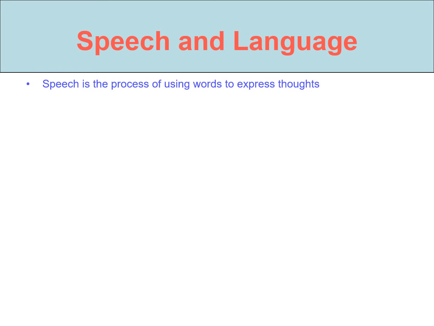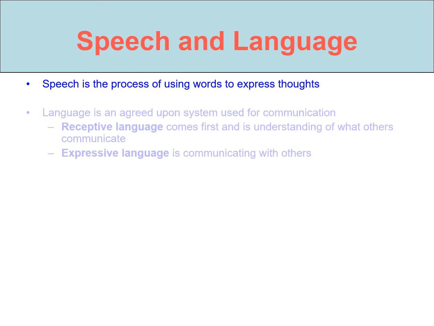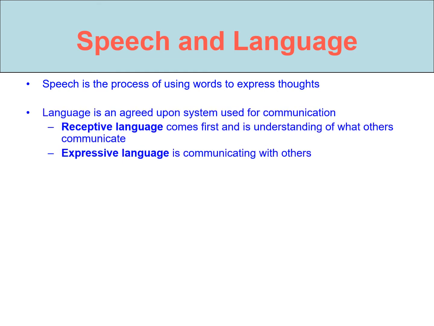So speech and language. Speech is the process of using words to express thoughts. And language is an agreed upon system used for communication. And there are two types of language. There's receptive language, which comes first, and in development, children understand language before they can actually utilize it. And it is the understanding of what others are communicating to you. And then expressive language is communicating with others what you want to express, your thoughts and emotions.